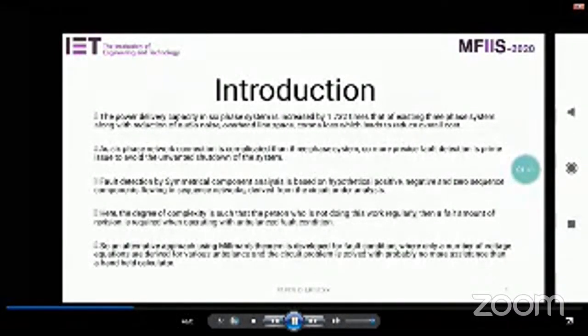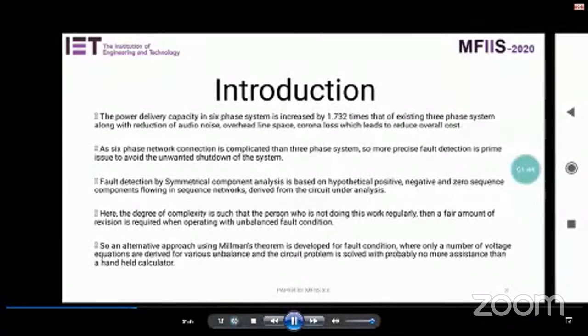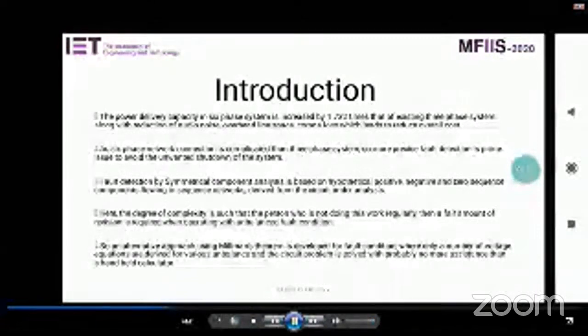Fault detection by symmetrical component analysis is based on the hypothetical positive, negative and zero sequence components flowing in sequence networks derived from the circuit under analysis. Here, the degree of complexity is such that if the person is not doing this work regularly, a fair amount of revision is required when operating with the unbalanced fault condition. So here an alternative approach using Millman's theorem is developed and only a few voltage equations are derived for the various faults, and the circuit calculation is solved with probably no more assistance than a simple handheld calculator.